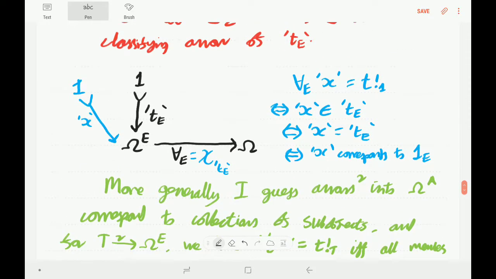And I think you can probably do something more general if you consider this to be a general arrow into omega to the E. You can maybe think of it as a sort of collection of subobjects, and then I guess you'll have that it's in name of TE when everything in that collection is a full subobject. Okay, but I need to think about that more.